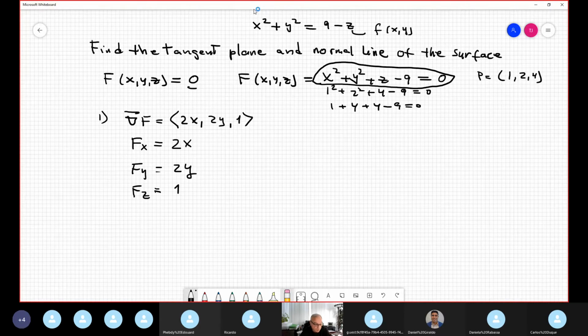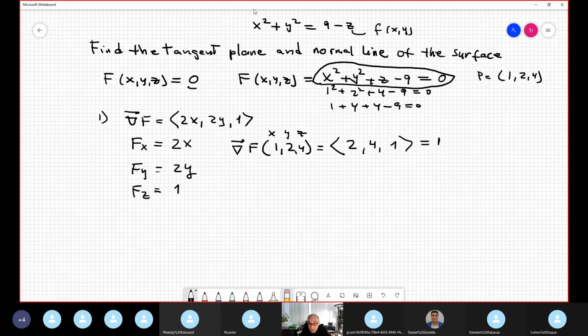Pero bueno, no. At the specific point, so the gradient at the specific point, we are working at the point 1, 2, 4. You evaluate plugging in, this is x value, this is y value, this is z value, but the gradient does not depend on z. Entonces es obvio que es 2, because 1 plugging in is 2, 2 times 2 is 4, and this is 1. This is my gradient at this specific point. And we're using the gradient to find the plane. You consider that this is the normal of the plane.